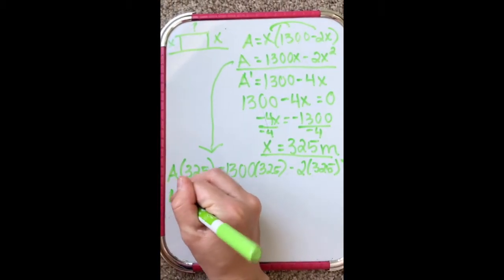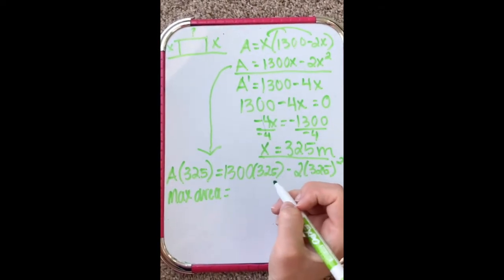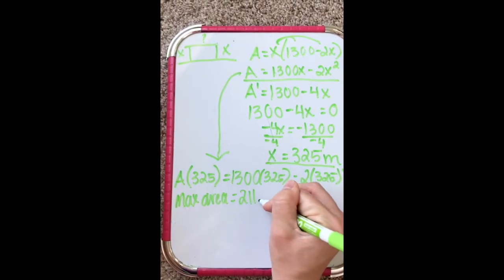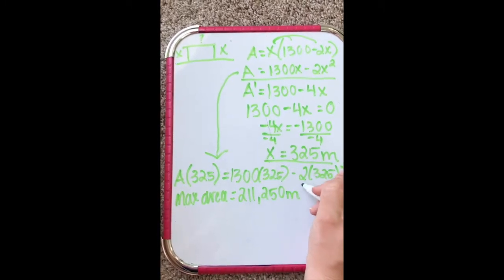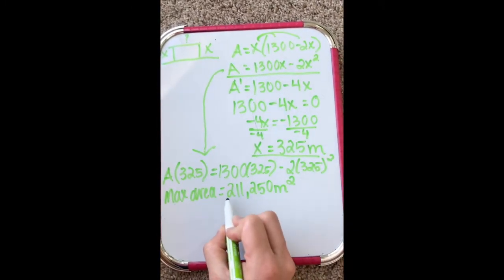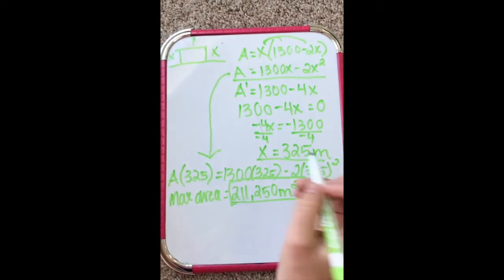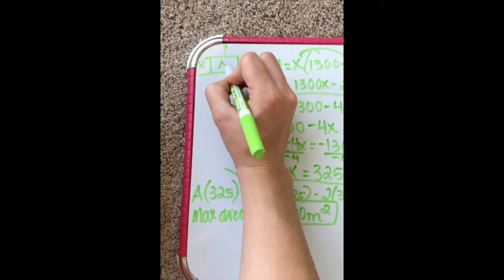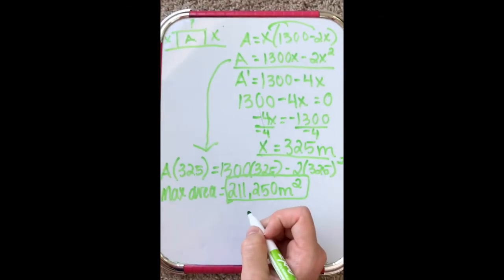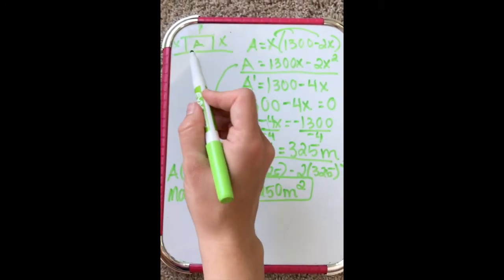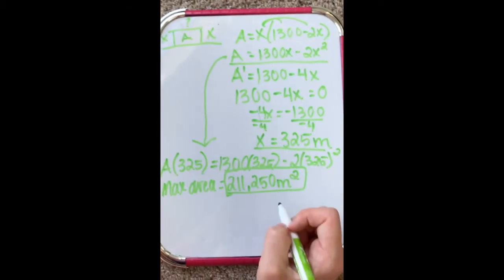So our max area will equal 211,250 meters squared. So this is our max area for inside the rectangle. So our area right here. But it also asks us to find every single side. So we found both of these shortest sides. So how do we find the question mark side?